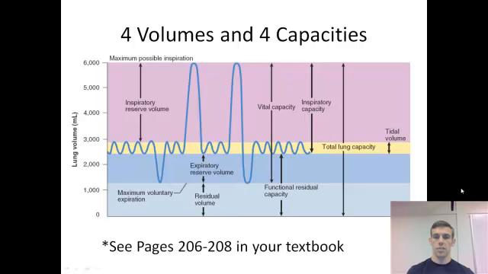Now some of the terms that might be intuitive are the tidal volume and the total lung capacity, the 2 terms that you see all the way to the right of the graph. Tidal volume is just the air that you breathe during quiet breathing, and the total lung capacity is all the air that can fit in your lungs. Those 2 terms might be intuitive. Everything else might be kind of confusing.